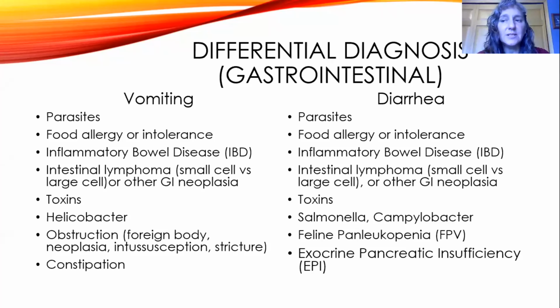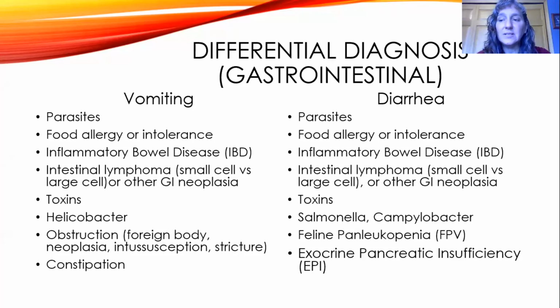Things that cause vomiting but not diarrhea are gastric Helicobacter infection and obstruction, whether from a foreign body, neoplastic mass, intussusception, or a stricture. But it must be noted, however, that diarrhea is often the cause of an intussusception. And lastly, constipation can actually cause vomiting.